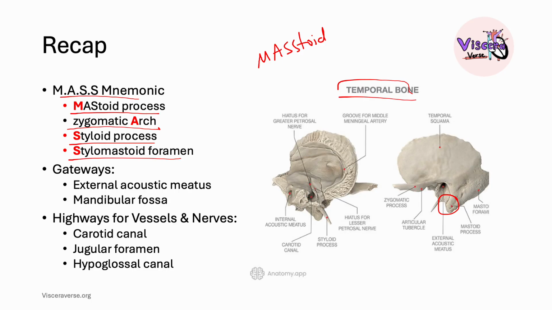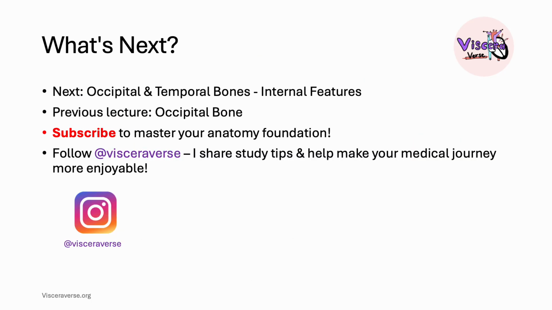There are two critical gateways in your temporal bone, including the external acoustic meatus and the mandibular fossa. The highways for vessels and nerves, including the carotid canal, the jugular foramen, and the hypoglossal canal, which is actually located in your occipital bone. That's it for today about the temporal bone. In the next lecture, we're going to discuss the internal features of the temporal bone and the occipital bone.